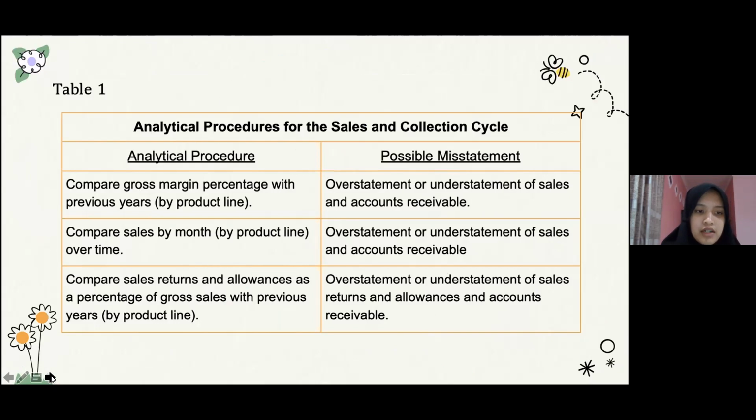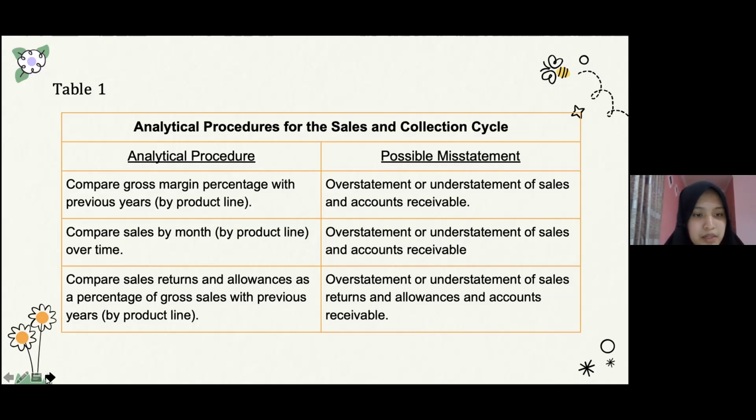This part will start with table 1 about analytical procedures for the sales and collection cycle. In the first column, we have analytical procedure, and the second column, possible misstatement of the analytical procedure. For the first row, we have compare gross margin percentage with previous years, with the possible misstatement, overstatement or understatement of sales and accounts receivable.